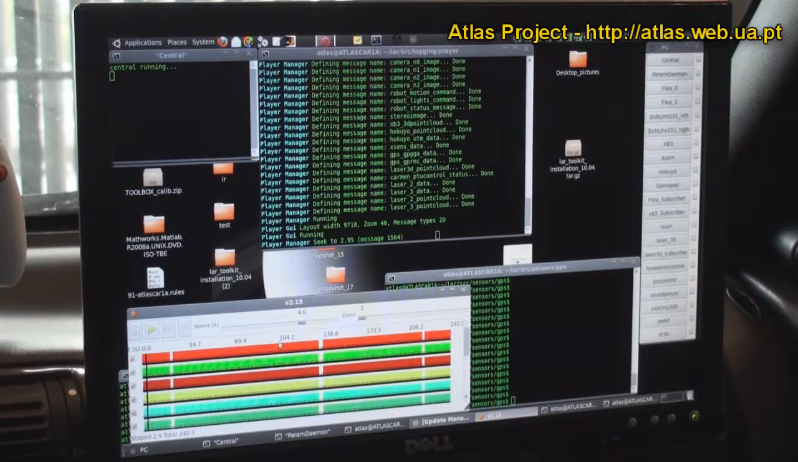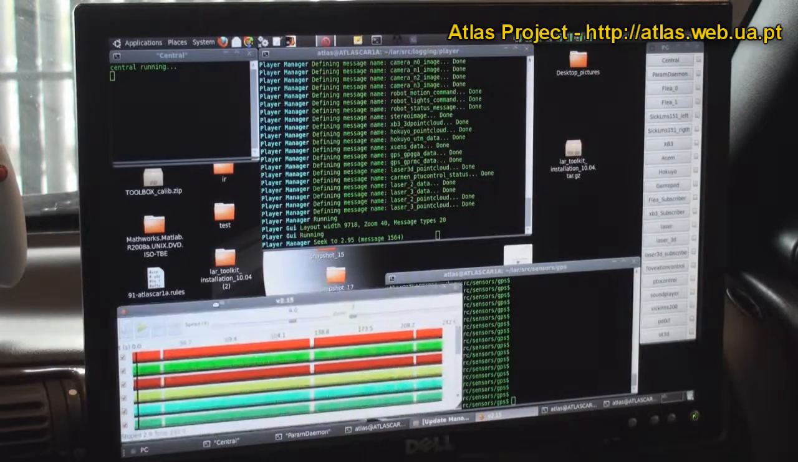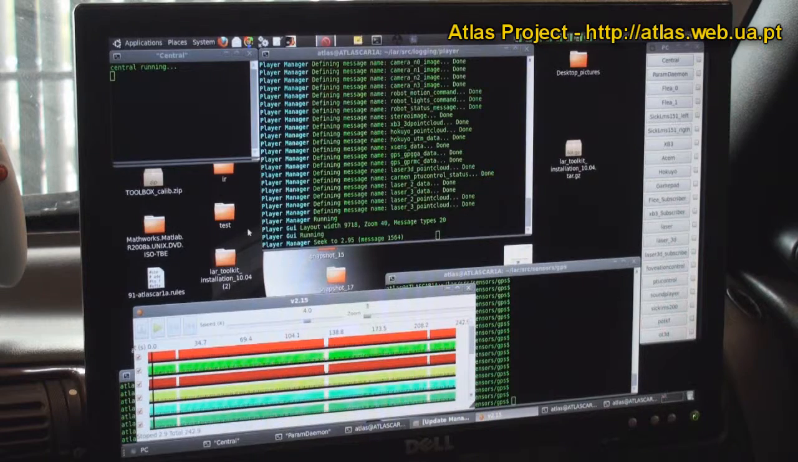This is our logger functionality, playback functionality. So we save several sensors from the ATLASCAR, and then we save them to files, and we can play the data back respecting timestamps, so that we can do time synchronization, and also the data is entirely registered geometrically.